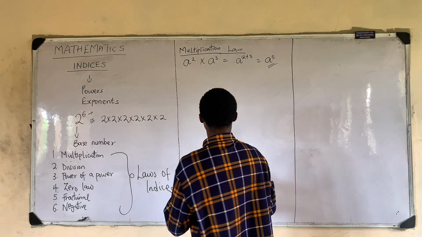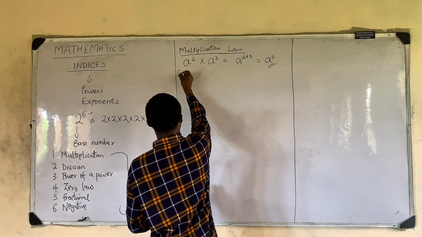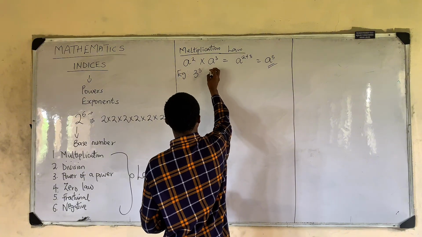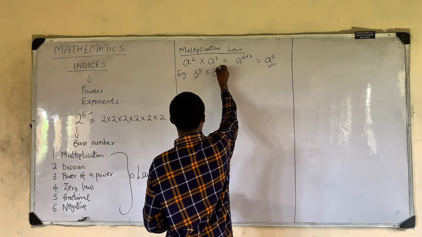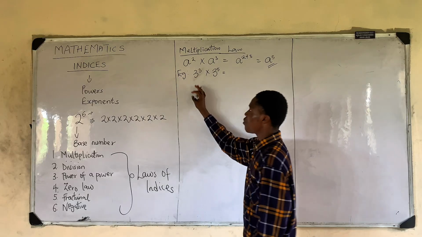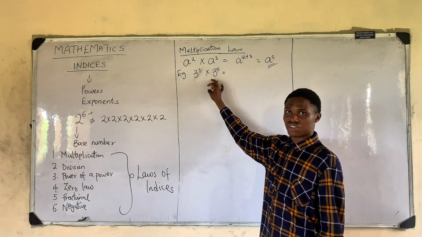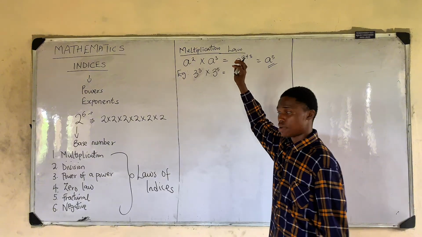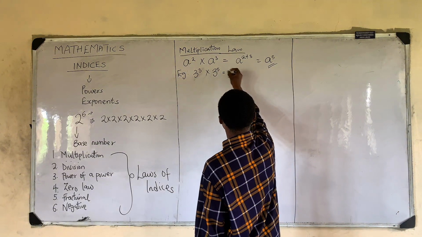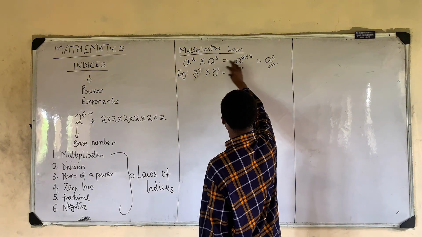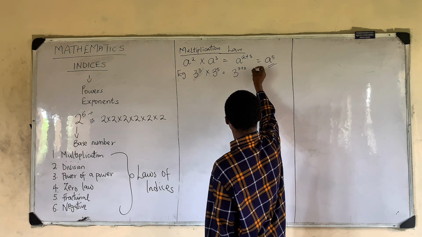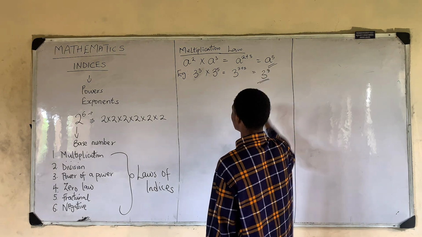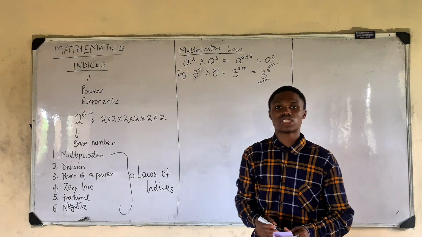Now, if you have a question like this, where you have 3 to the power of 3 times 3 to the power of 5, provided that the base numbers are both 3, the next step we are going to take is to add the powers. So we have 3 plus 5, which sums up to 8, so 3 to the power of 8. So this is the multiplication law.